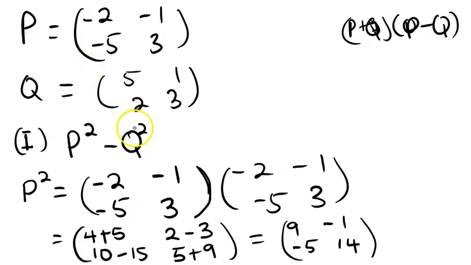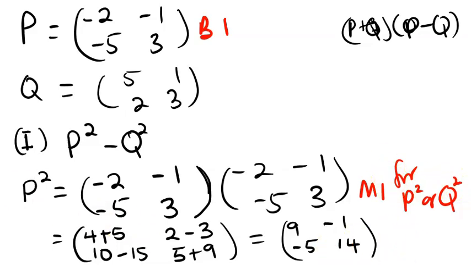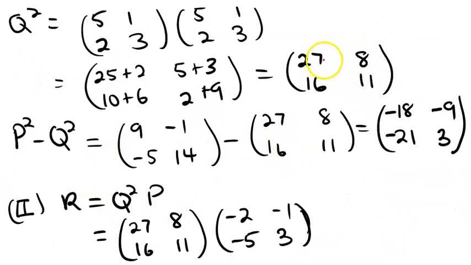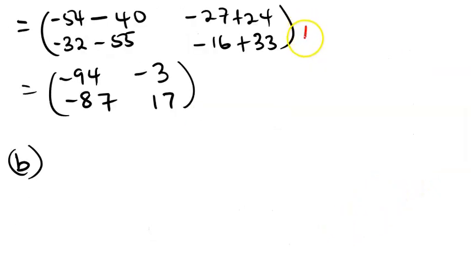So the first part, we were asked to find the matrix under the transformation P. For the correct P, you get B1. Then in finding P squared or Q squared, you get M1, and for the correct P squared or Q squared, that is A1. Now finding the difference is M1, and then the correct answer is A1. The second one, multiplying, is M1, and then the correct answer is A1.